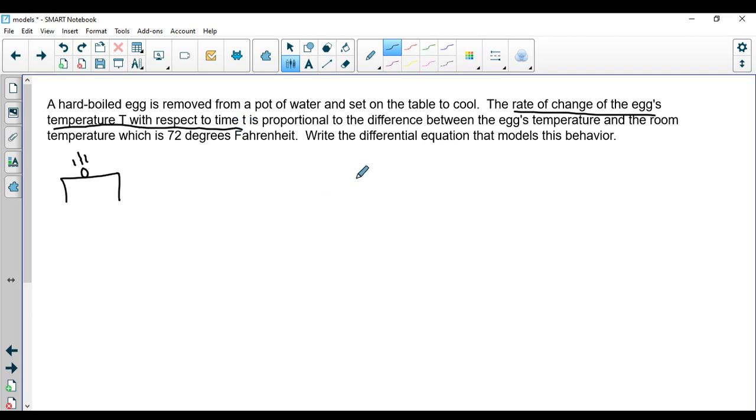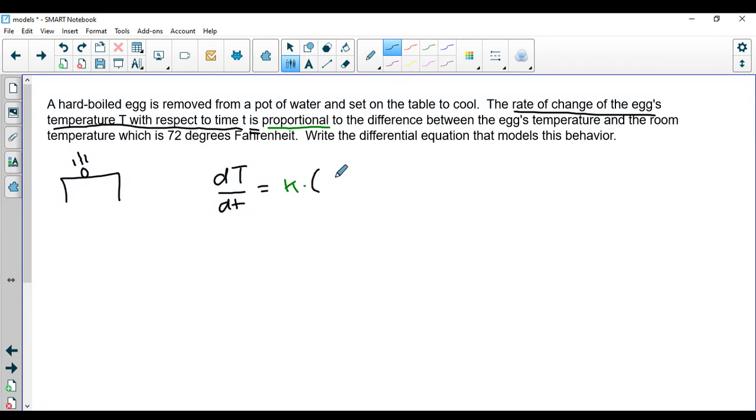How do you translate that? Rate of change, we're thinking derivative. Temperature, we're thinking T. With respect to time, we're thinking dt. So it would be dT/dt, the rate of change of temperature with respect to time, equals proportional. We started the lesson off with this: k times. And now what's this say? The difference between the egg's temperature and the room temperature, which is 72 degrees Fahrenheit. So the egg's temperature and the room temperature.